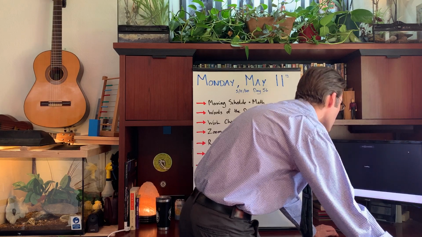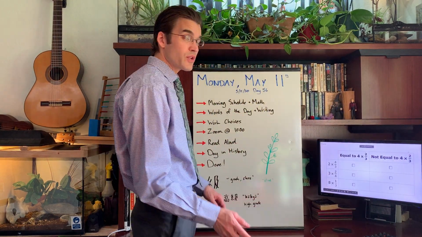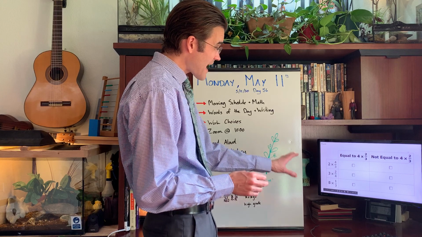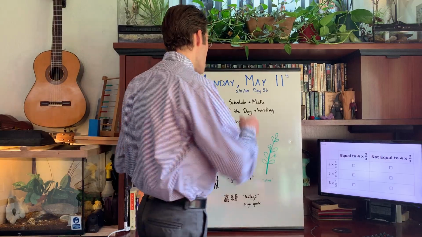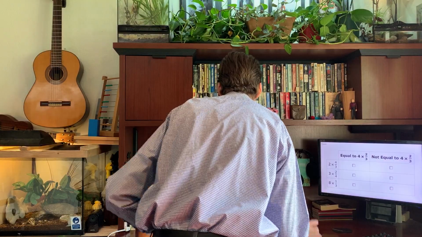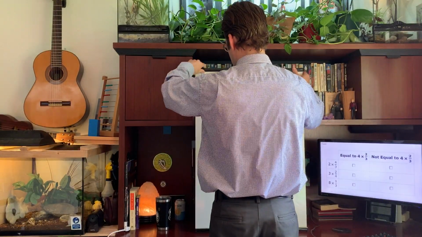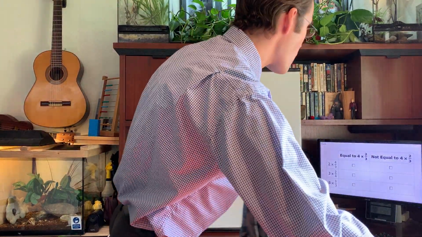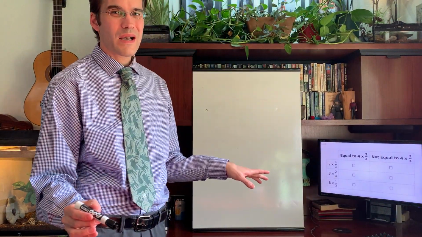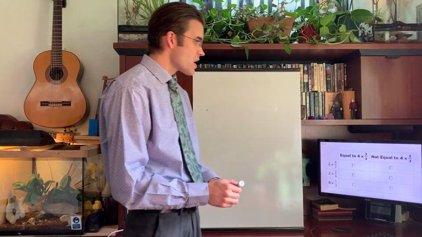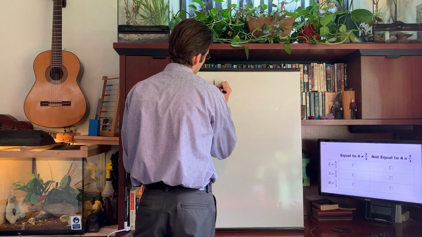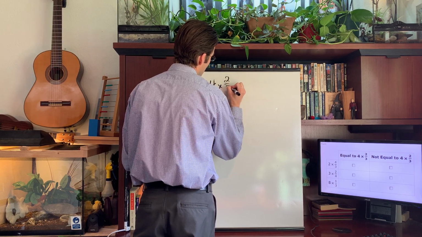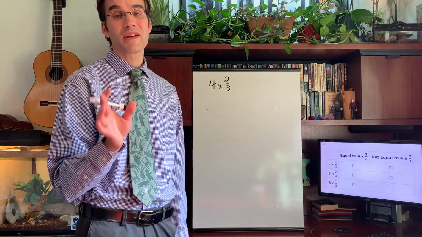Okay, so for fourth grade, here's what we're going to do. We're going to multiply some fractions, but we're going to answer it in an equal to or not equal to sort of way. Now, let me turn my board around here. Okay, so the question is, is it equal to 4 times 2/3? There's 3 problems here, but first we have to figure out what 4 times 2/3 is. So let's do that. 4 times 2/3. Now I love multiplying fractions because it's very easy.